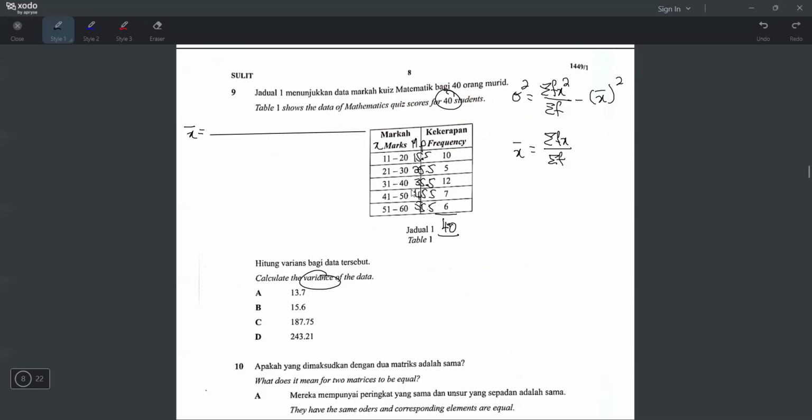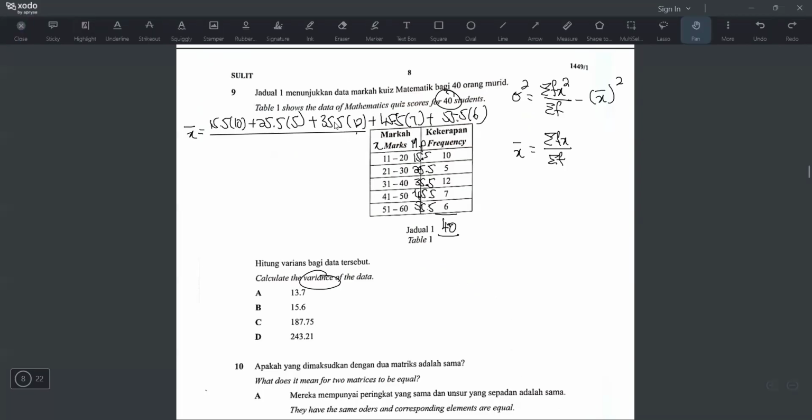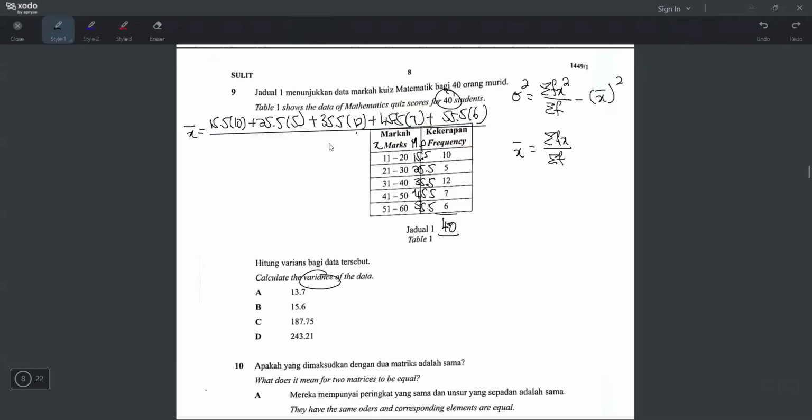Okay, now we can take our midpoint, which is my x, times the frequency, and then add everything together. So it will be 15.5 times 10 plus 25.5 times 5, right? And then plus 35.5 times 12, plus 45.5 times 7, plus 55.5 times 6, right? Okay, so if you press all this, then plus everything, and then don't forget to divide by 40, because the formula is you divide by the total frequency, right?